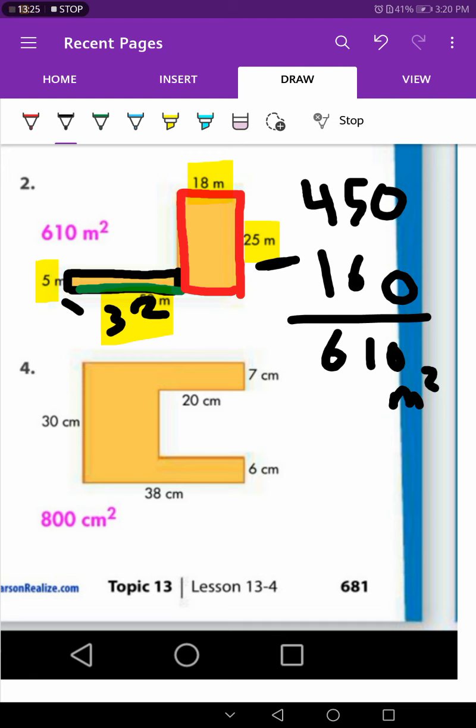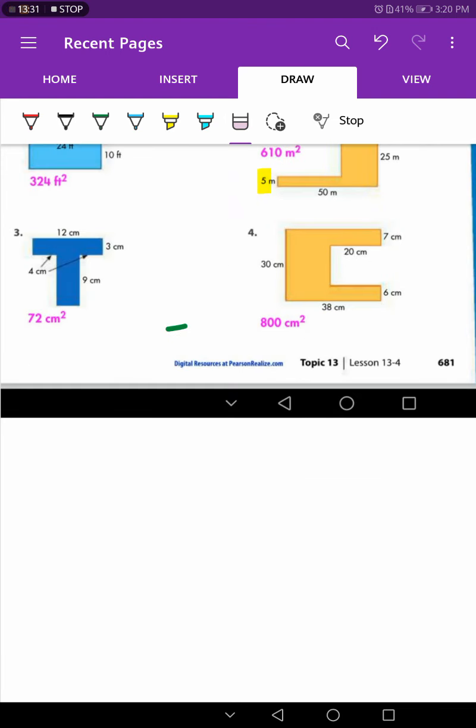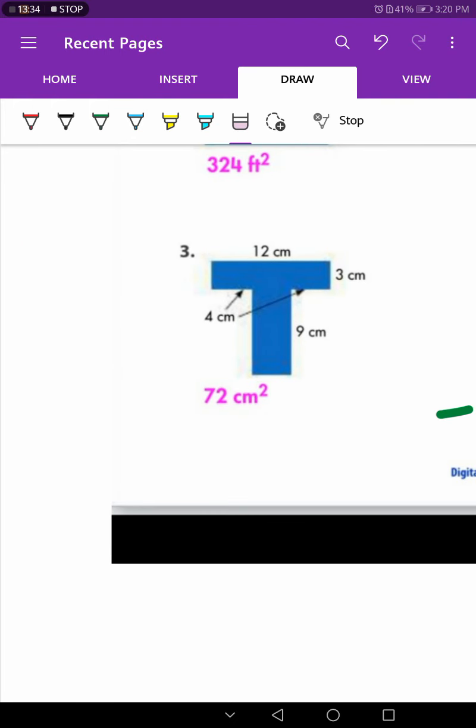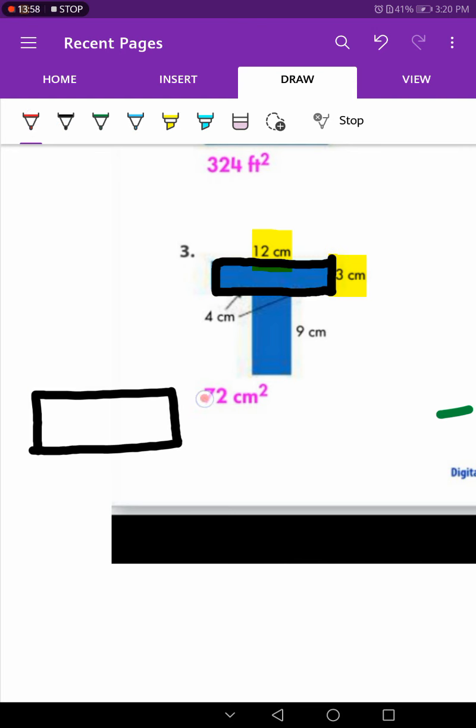Okay, my dear students. Easy, yes? Let us take another one, or the last one. Here, let us take the letter T. How can I cut it? Yes, directly you cut like this. And the dimension for this rectangle is 3 and 12. So 3 multiply 12 equals 36. 36 centimeter squares. So I'm done with this.